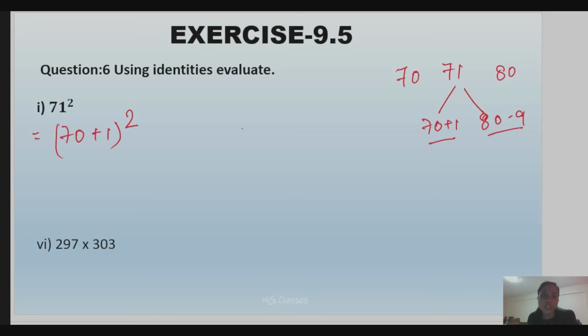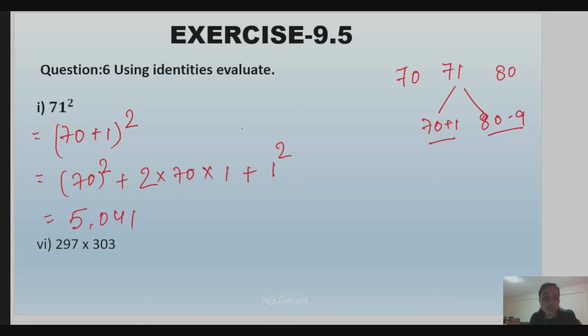Now here we can apply the formula. It looks like the first formula and we are going to expand it accordingly. So we will have first term's whole square plus twice the first term times the second term plus second term square, which will give 5041. And that's our answer. Similarly, we will do the next one.